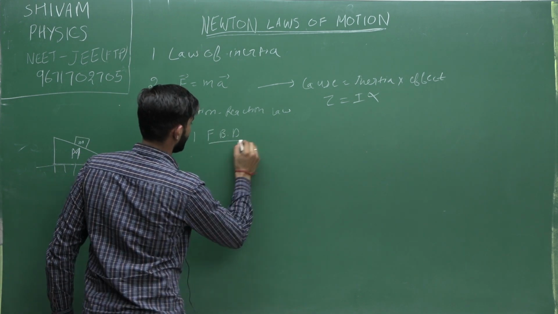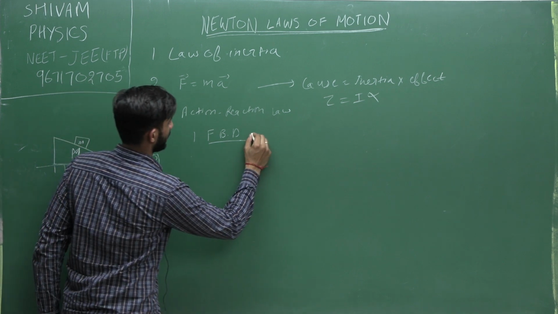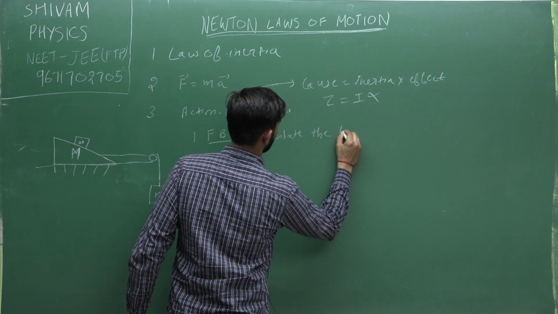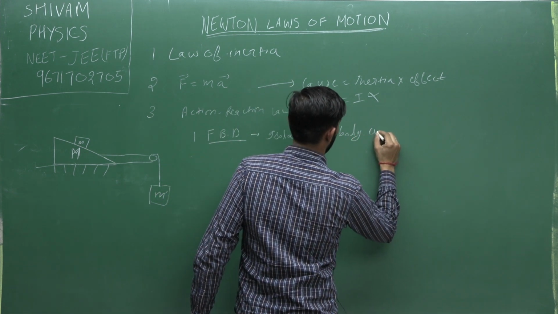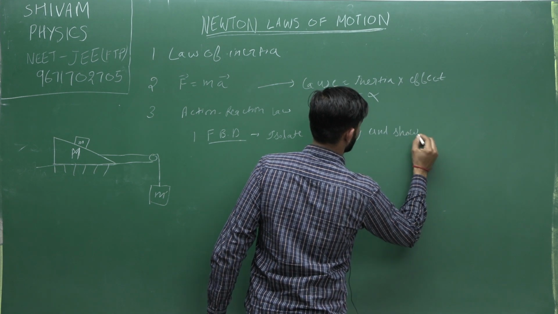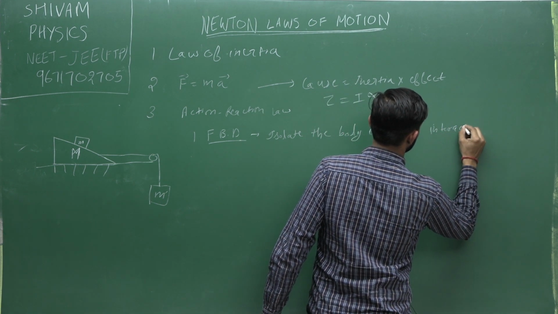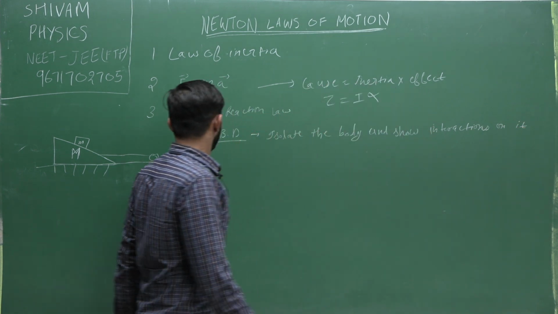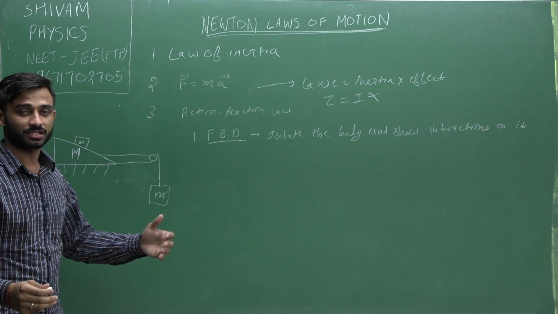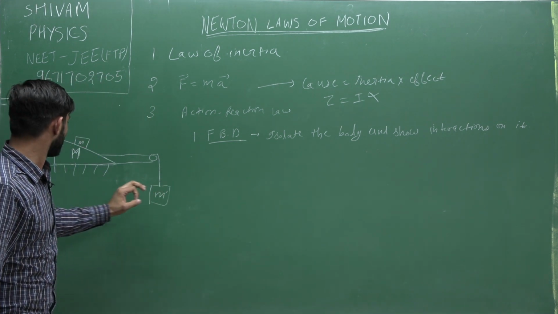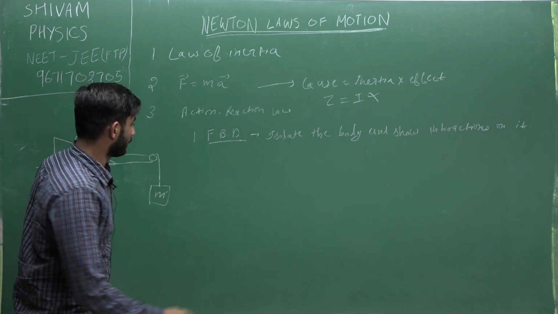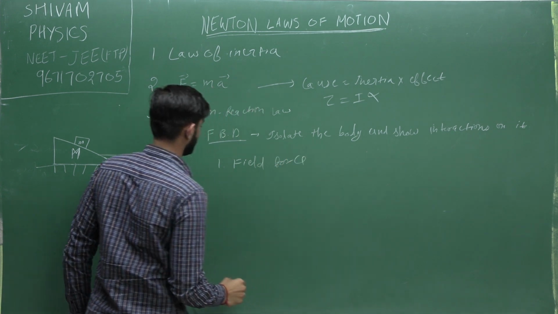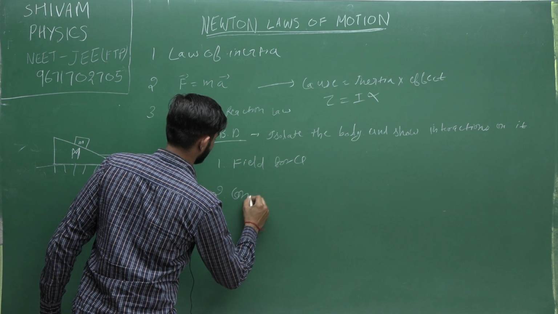What is a free body diagram? Free body diagram: isolate the body and show interactions on it. What type of interactions are we going to see here? Interactions are forces. Basically two kinds of forces act here. One is the field force. Second is the contact force.